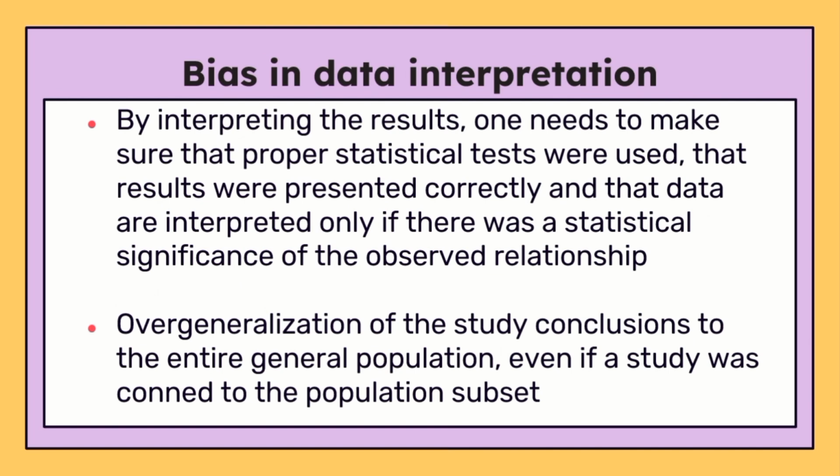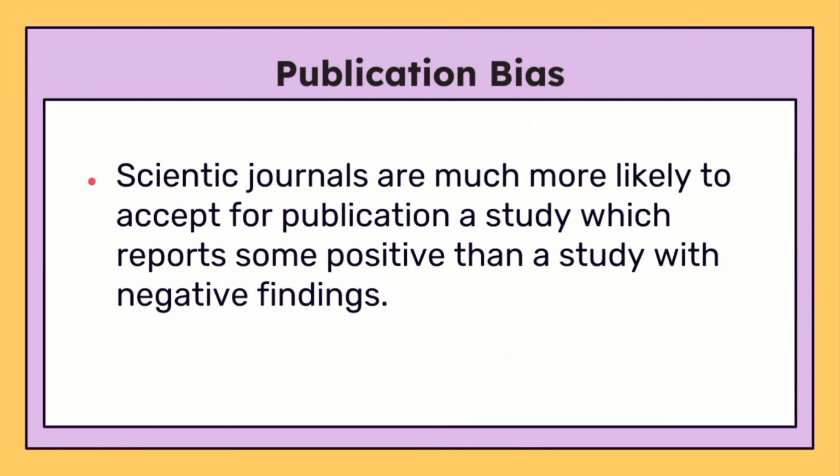And now bias in data interpretation. In interpreting the results, one needs to make sure that proper statistical tests were used, that results were presented correctly, and that data are interpreted only if there was a statistical significance of the observed relationship, and also avoid overgeneralization of the study conclusions to the entire general population, even if a study was confined to a population subset. This one is publication bias, which is that scientific journals are much more likely to accept a study which reports some positive findings than a study with negative findings.